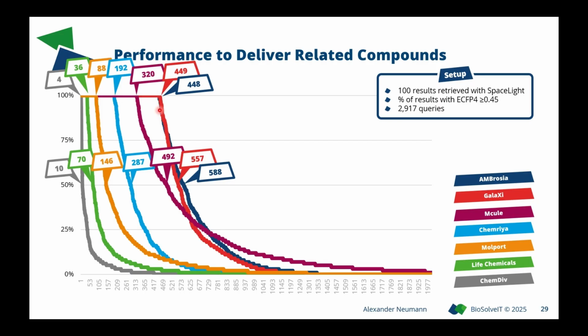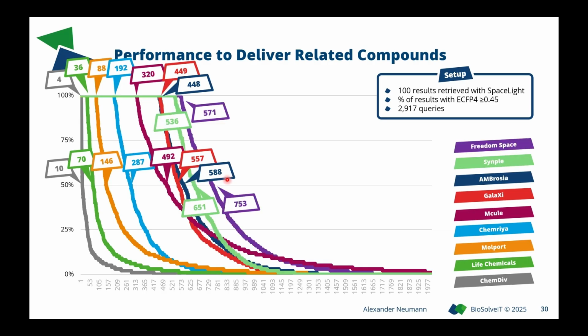And this is where the chemical spaces now start to really set off. They outperform you with the ability to provide you with more relevant structures. Next, we had Freedom Space and the new Simple Space. So this is not published. This is the first time I'm showing this to anybody. Simple slightly outperforms Ambrosia and Galaxy, but is a little bit behind the Freedom Space.